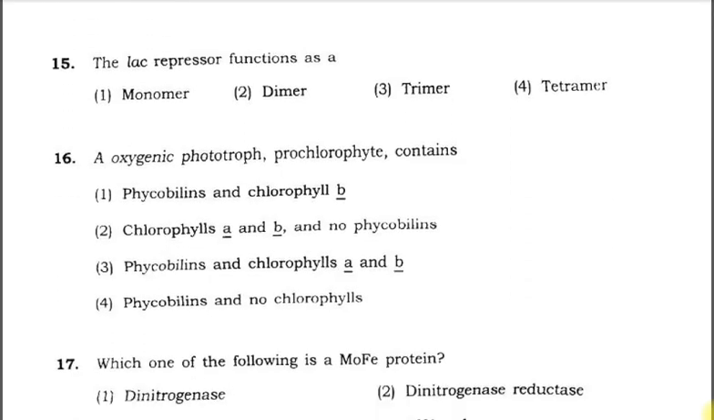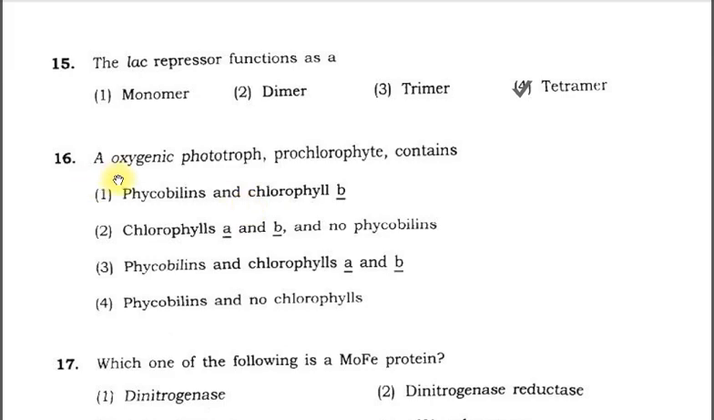The question number 15. The lac repressor functions as 1. monomer, 2. dimer, 3. trimer, 4. tetramer. So here the correct answer is 4, which is tetramer. Lac repressor mediates the formation of DNA loops by simultaneous interaction with a single protein. Then it forms a tetramer with the DNA binding sites.